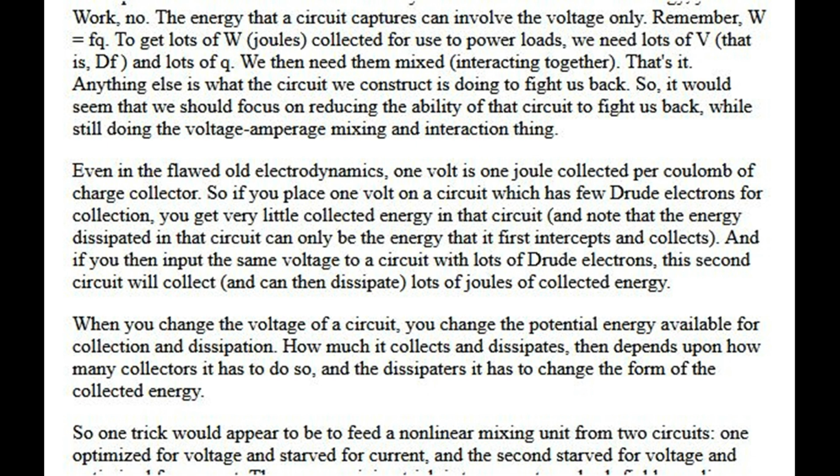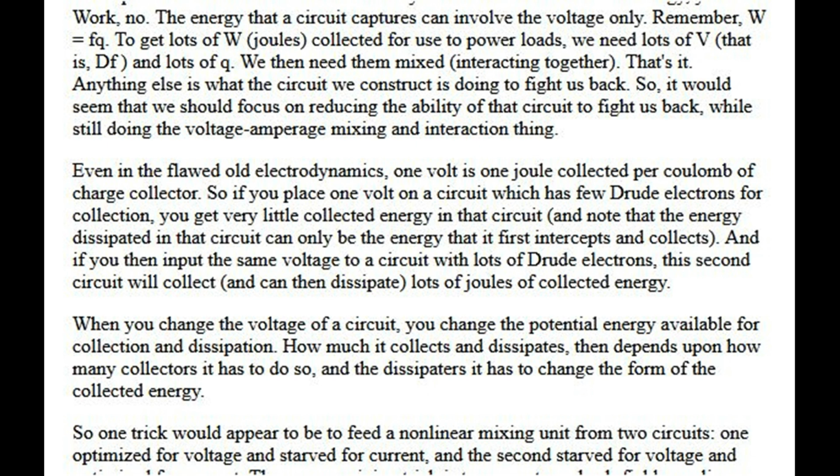So, it would seem that we should focus on reducing the ability of that circuit to fight us back, while still doing the voltage amperage mixing and interaction thing. Even in the flawed old electrodynamics, 1 volt is 1 joule collected per coulomb of charge collector. So if you place 1 volt on a circuit which has few Drude electrons for collection, you get very little collected energy in that circuit, and note that the energy dissipated in that circuit can only be the energy that it first intercepts and collects. And if you then input the same voltage to a circuit with lots of Drude electrons, this second circuit will collect, and can then dissipate, lots of joules of collected energy.